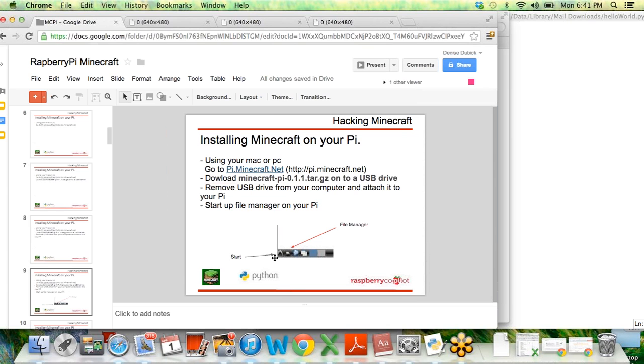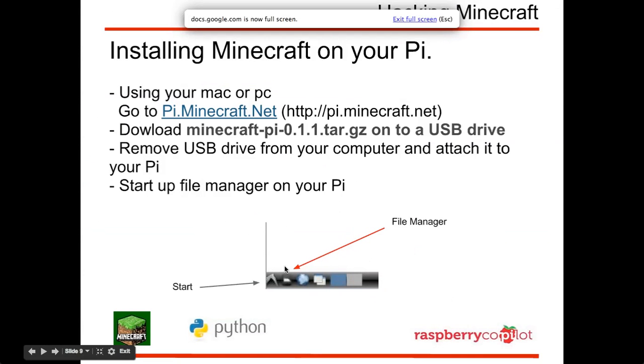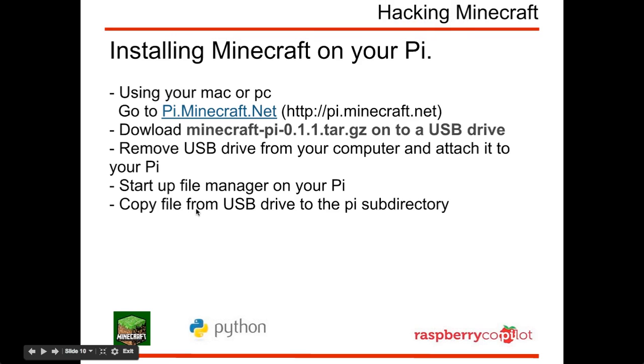If you remember, consider this your bottom left corner of your screen. Next to that Start window is this icon here. It's the File Manager. And we're going to click on that File Manager. And you're going to copy the file from the USB drive to the Pi subdirectory. When you open it, you'll see to the left it lists different places on your Pi. The top one has a little house and it says Pi.